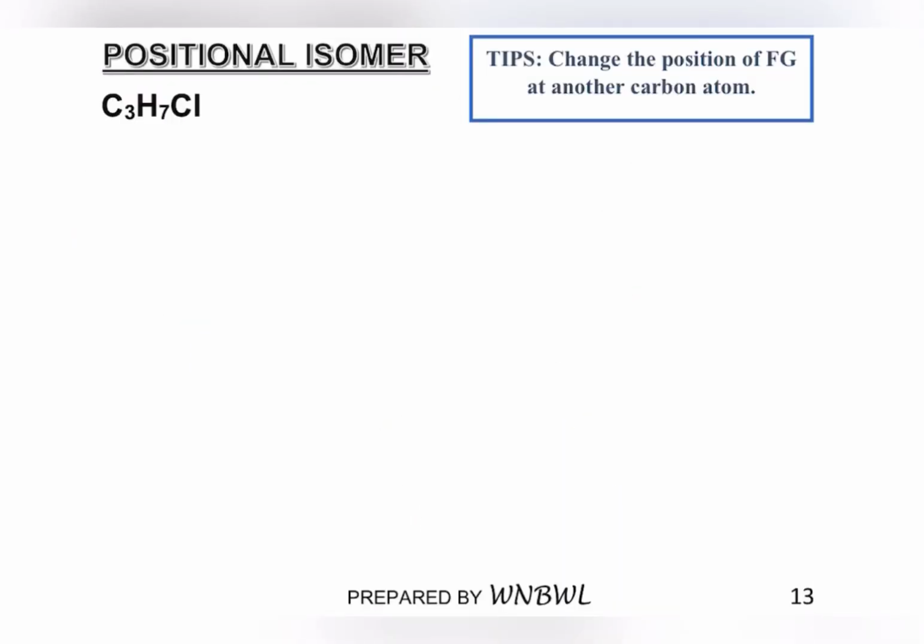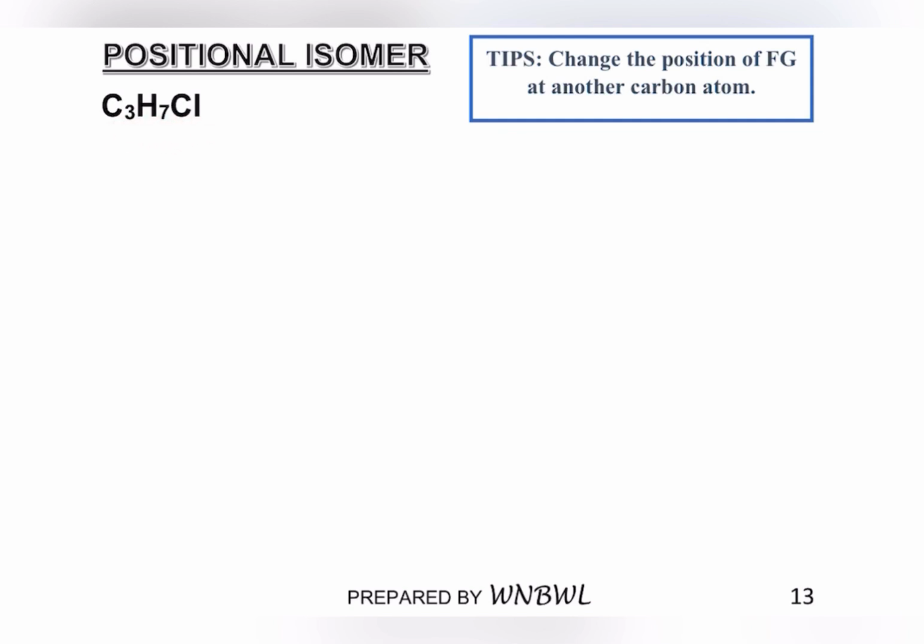Now, I'm going to continue with positional isomer. For positional isomer, the first tip that you have to know is that it must contain a functional group. If there is no functional group, you cannot say it can form positional isomers. Let's try to identify where the functional group is in this molecular formula.